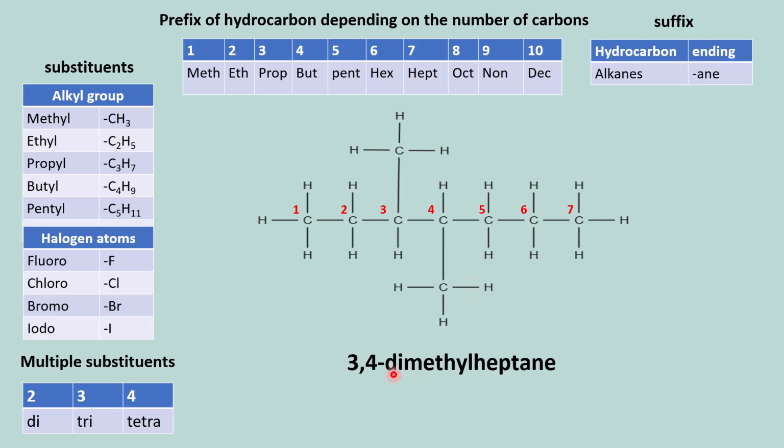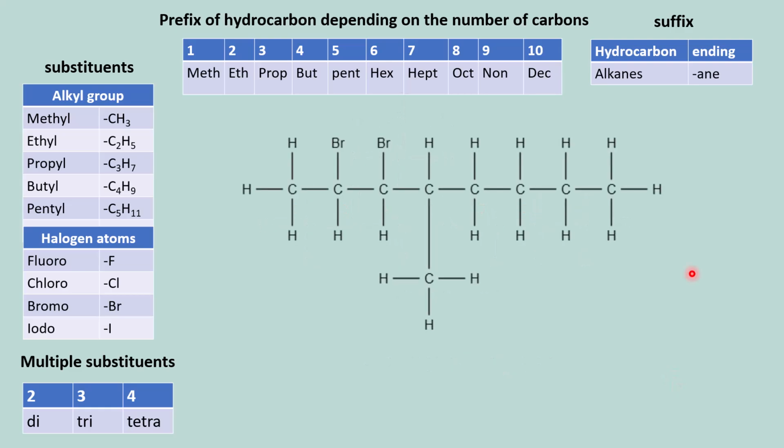3,4-dimethylheptane. Why do we have di over here? We have one methyl group and another methyl group. So what do we have to do? We have to use di to show that we have 2 methyl groups present in this compound. So 3,4-dimethylheptane. Next example. The longest continuous chain in this example is also obvious, and we have 8 carbons in the longest continuous chain. So the base name will be octane. That will be the base name.